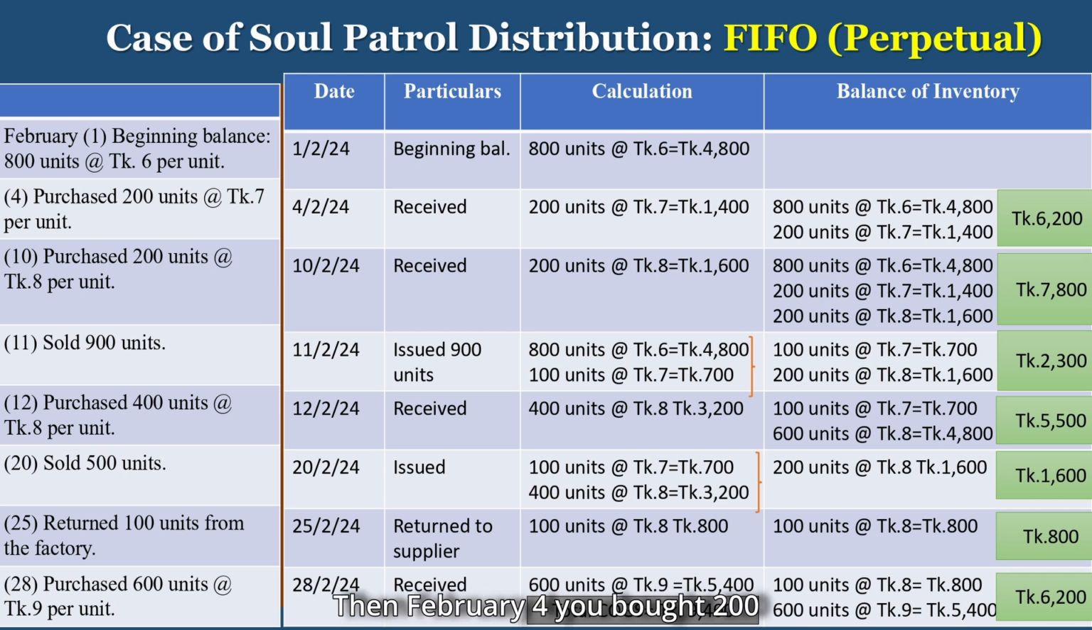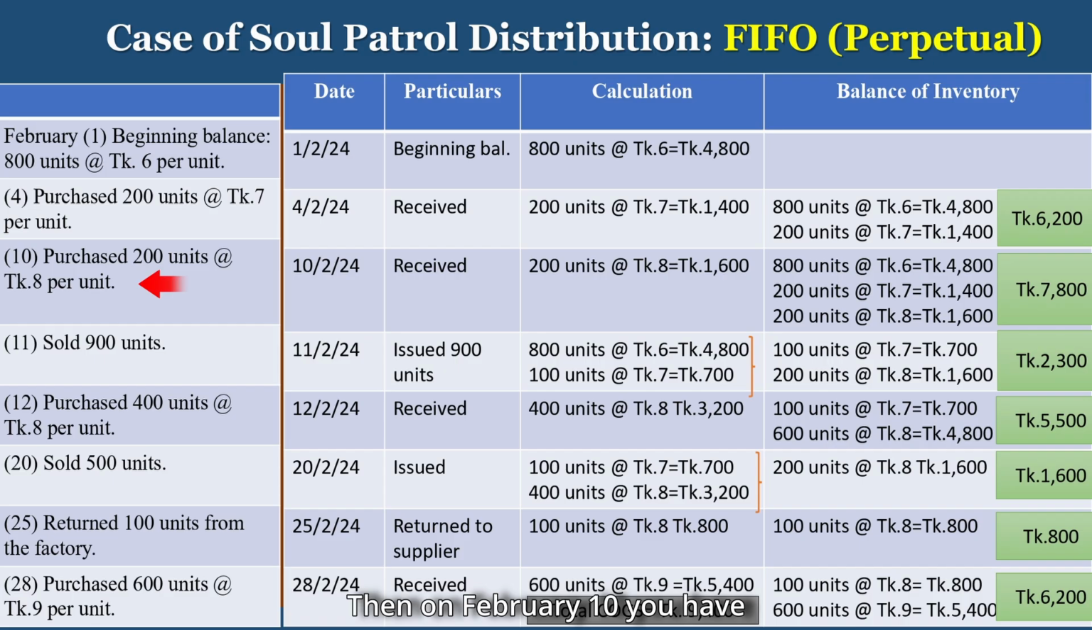Then February 4, you bought 200 units at taka 7 per unit. So the value of inventory should be like this way. 800 beginning inventory units at taka 6, that means total 4,800, and you have newly purchased 200 units at taka 7. So the value of 200 units is 200 into 7, that means total 1,400. So the value of total 1,000 units inventory is total 6,200.